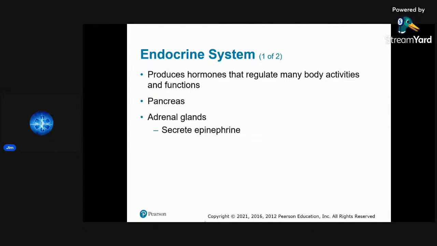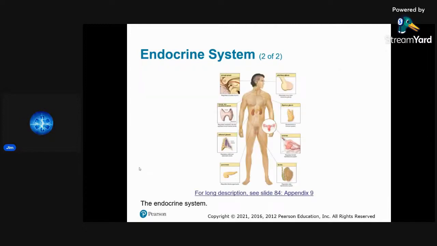The pancreas creates insulin. That's its main job. And what does insulin do? It's the key to pulling glucose into a cell, right? A lot of people think that it burns off glucose, but it does not. It makes the cell membrane penetrable. It lets the glucose penetrate the cell membrane. It's the key that opens the cell. Here's a nice picture of the endocrine system and where the glands are located.